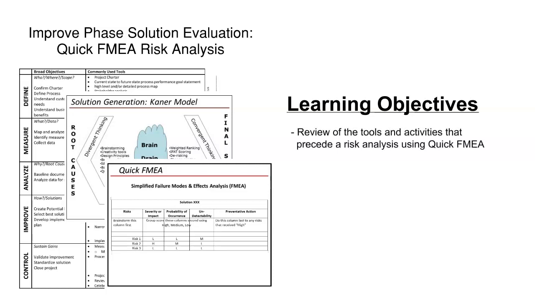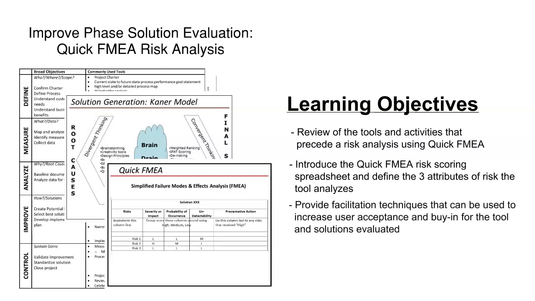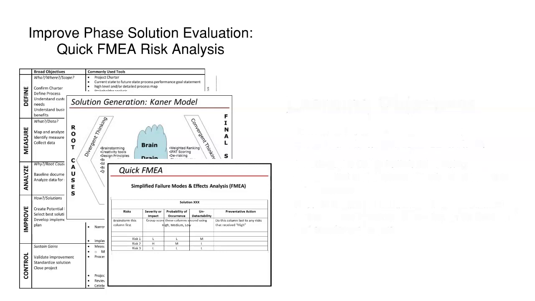analysis. We'll then take a look at introducing the tool called Quick FMEA, a modified risk scoring matrix. We'll then define the three elements or attributes of risk that are evaluated in the Quick FMEA spreadsheet. And at the end, I'll provide some facilitation tips or advice on how to use Quick FMEA in a way that increases user acceptance, especially of naysayers within the organization.